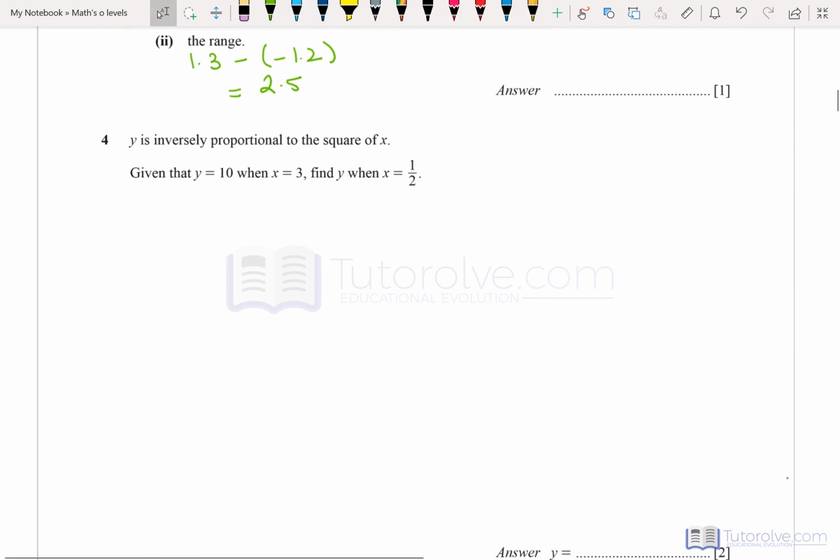Now we have question number 4, and question number 4 says that y is inversely proportional to the square of x.